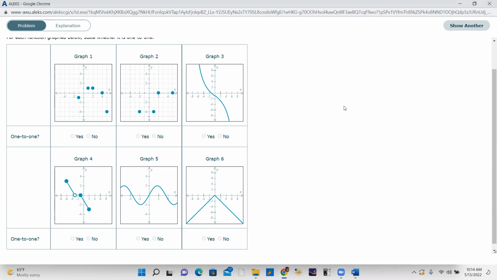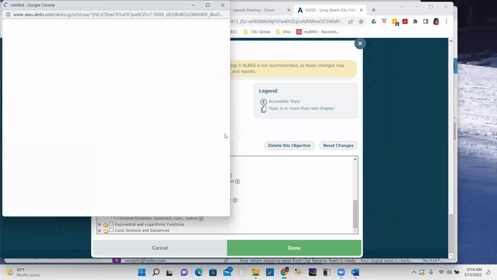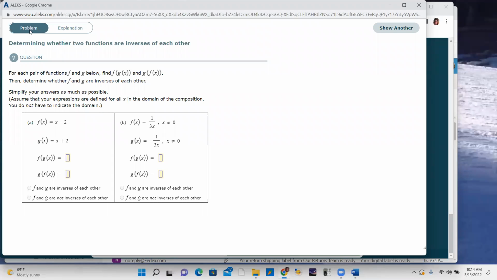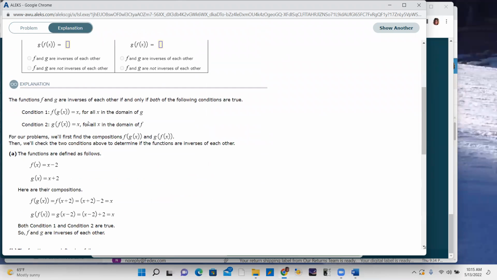So it can be useful to know if functions are one-to-one, because one-to-one functions have inverses. So let's see, determining whether two functions are inverses of each other. As I was saying earlier, if the composition gives you the same thing both ways, they basically just undo each other, then the two functions are inverses of each other. And they have to both be true.